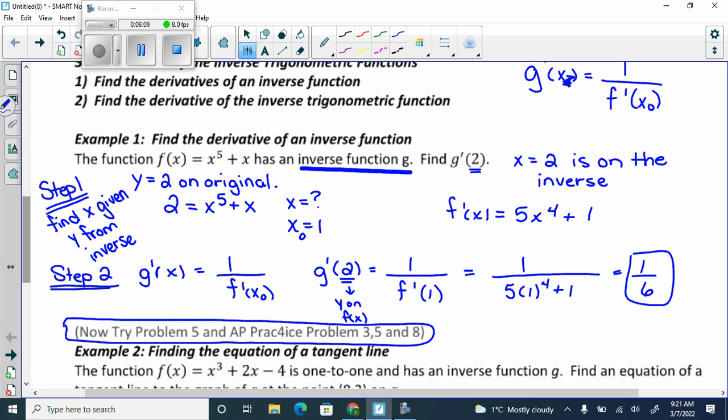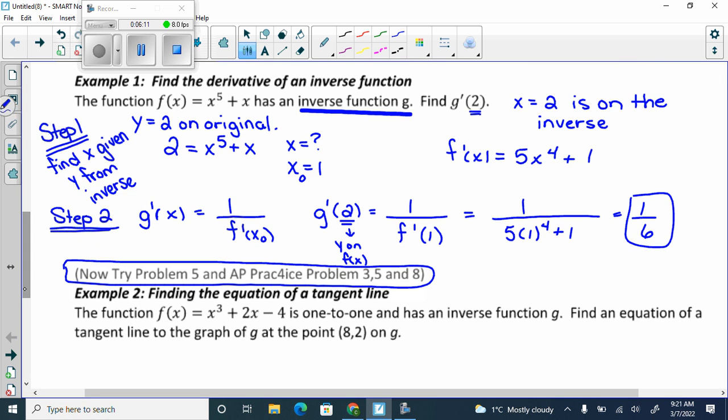So there's 2 steps when they ask you an inverse that's not a trig function. What is that x base 0? It's just giving it an x of like an original. What is the 1 over f prime of x 0? It's the formula you use. Whenever you find an inverse derivative, you do 1 over f prime of the original x.